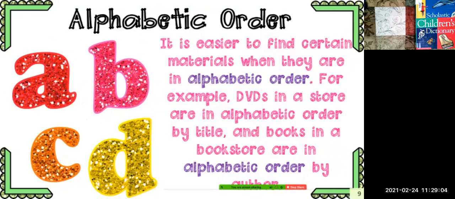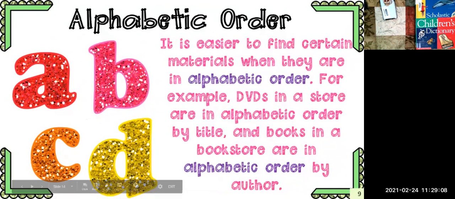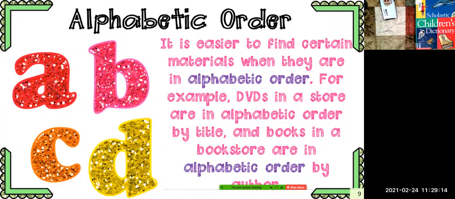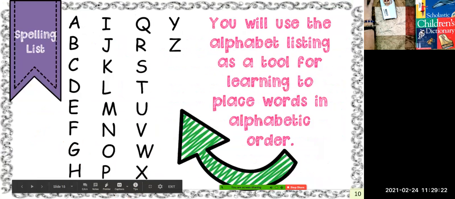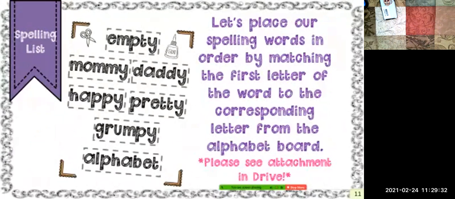For example, when you're looking for a DVD in a store, if they're in alphabetical order by title, and the books in a bookstore are in alphabetical order by the author, then it's easier to find something that you are looking for. So you are going to use the alphabet listing as a tool for learning how to place words in ABC order.